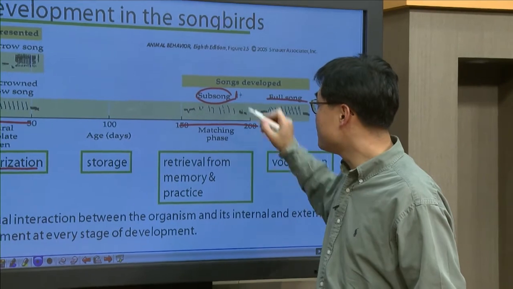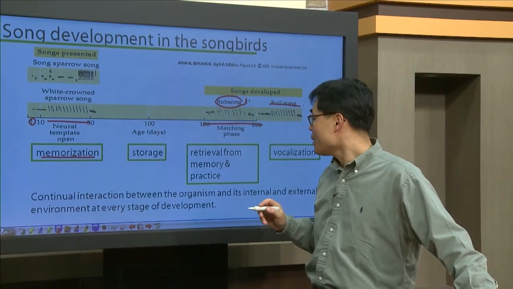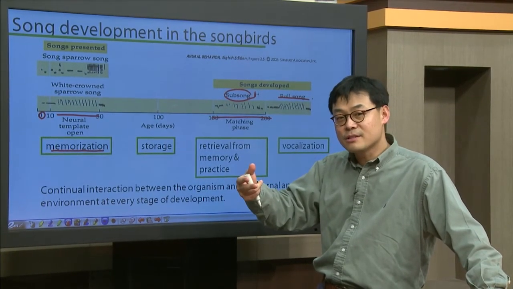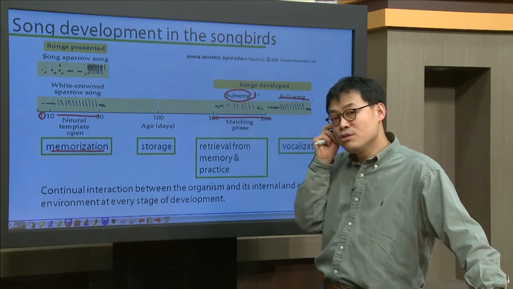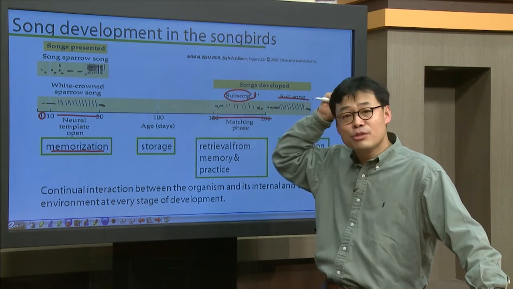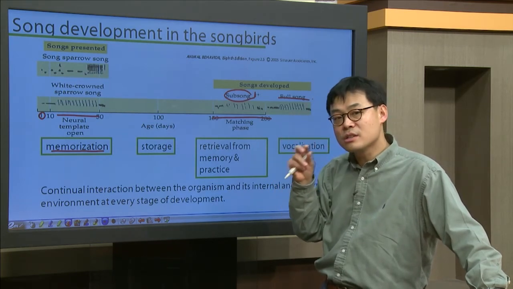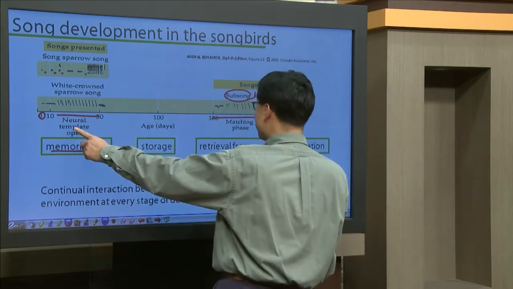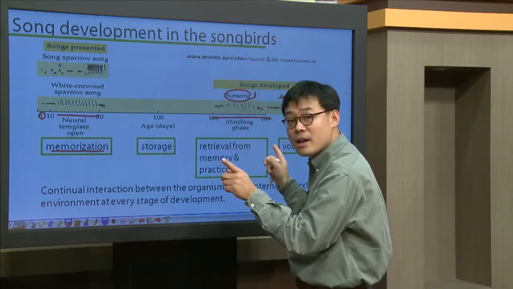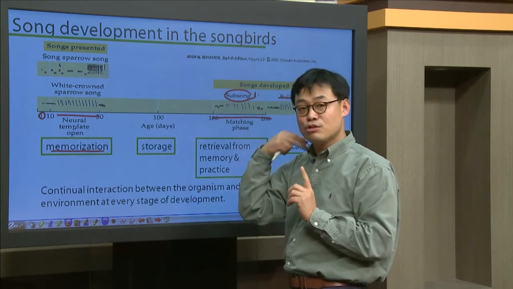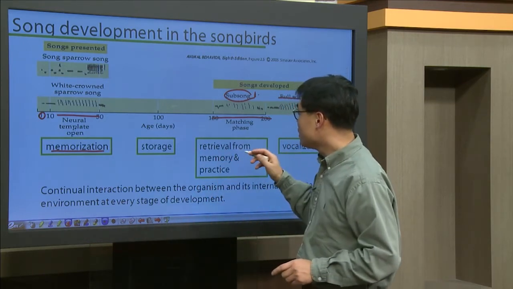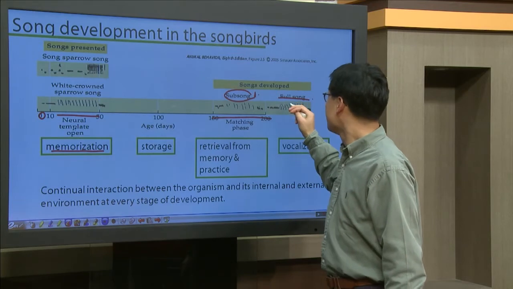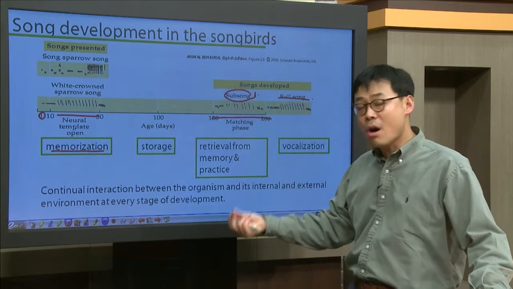So here, during this period, when they sing the sub-songs, we know that's not a real complete song, and you hear what you just sang, and then you match what you remember in your brain with the song you just sang. This should be matched. If what you remembered and what you just sang are not the same, then you practice, you change your song until what you just sang is exactly what you remembered in your brain. Then you become singing completely your own species-specific songs.